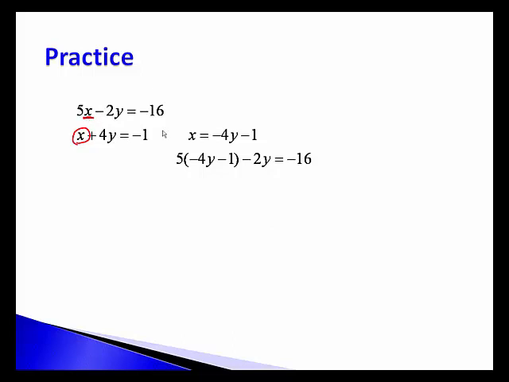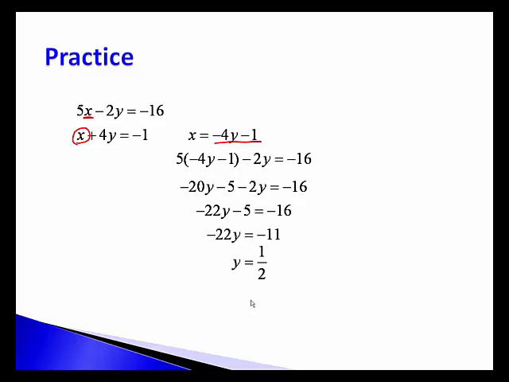Everywhere we have an x, we'll write negative 4y minus 1. So that gives us 5 times negative 4y minus 1 minus 2y is equal to negative 16. Negative 20y minus 5 minus 2y is equal to negative 16. So negative 22y minus 5 is equal to negative 16. Negative 22y is equal to negative 11, or y is equal to positive 1/2.